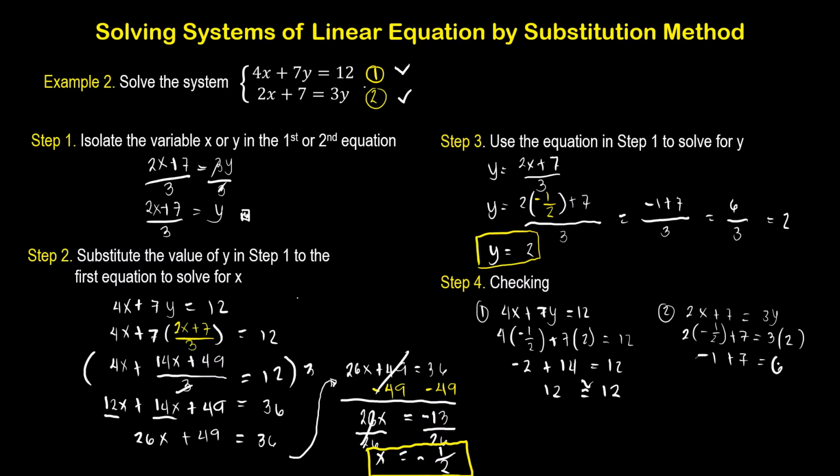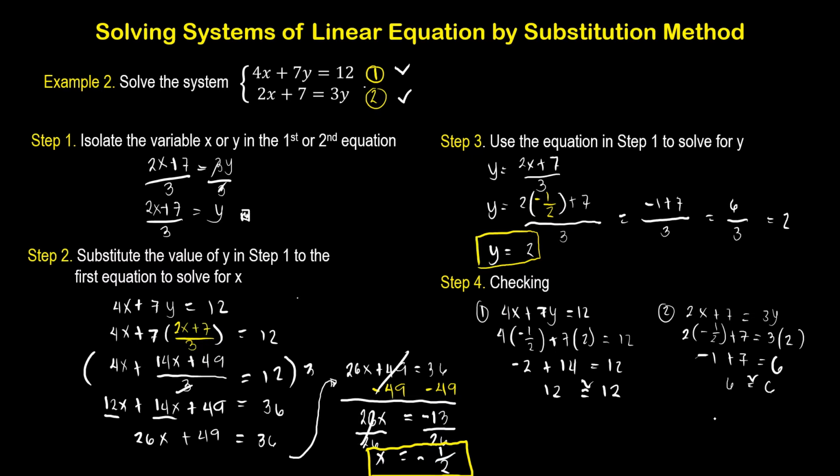So, we make sure that the left side is also equal to 6. So, negative 1 plus 7 is also equal to 6. So, therefore, this is true. So, it also satisfies the second equation.